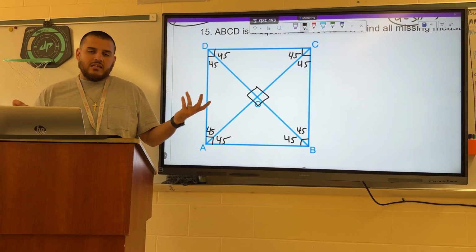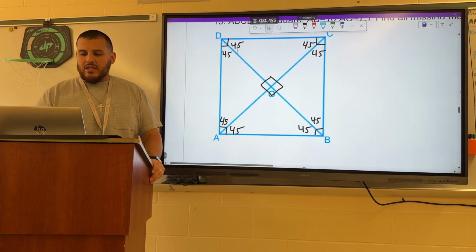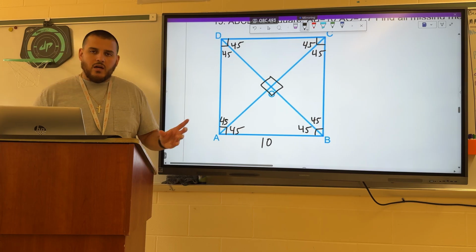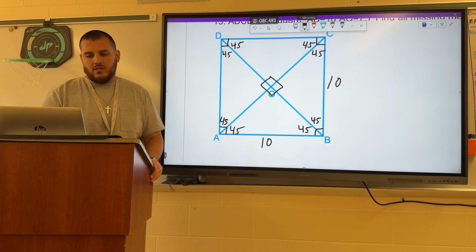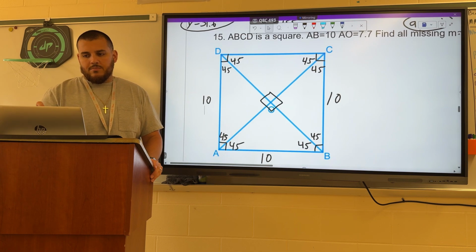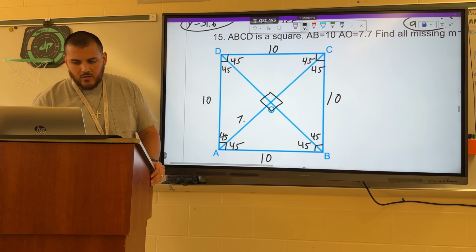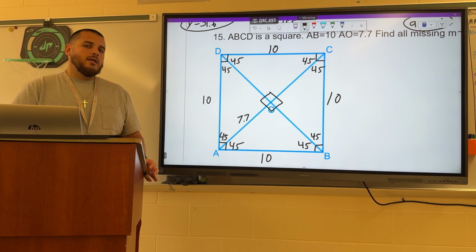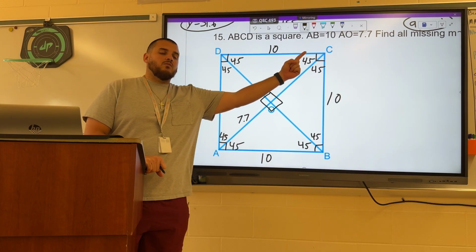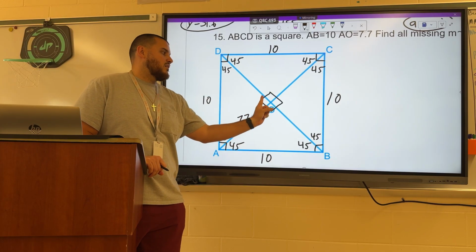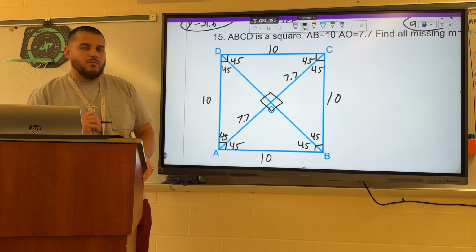For the diagonals and the sides, we need specific measurements because the square could be big, small, whatever. We're told that AB is 10. Okay, well, in a square, it has all the properties of a rhombus, which is 4 congruent sides. So that means all the sides are 10. This is 10, this is 10, this top side is 10. We're told AO is 7.7. So that's this little piece on this diagonal. And because the square has all the properties of a parallelogram, we know this diagonal gets cut in half. So if this half AO is 7.7, this half OC must also be 7.7.